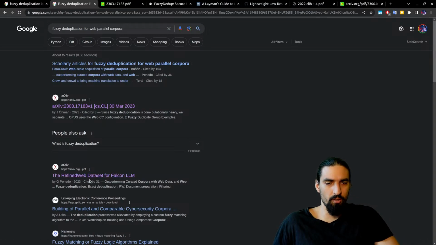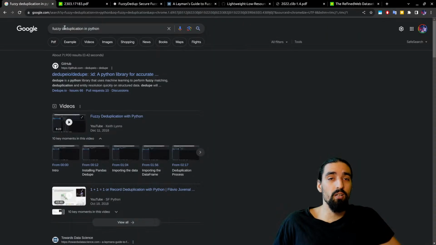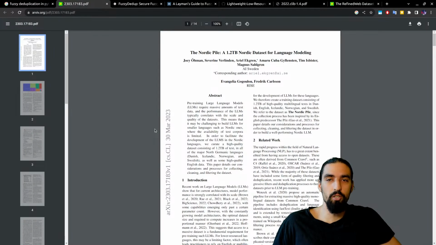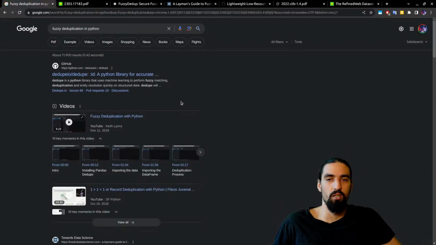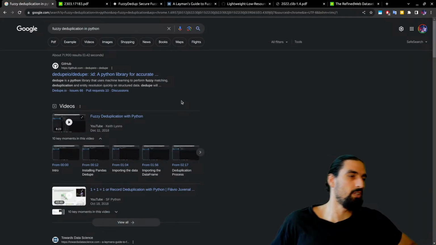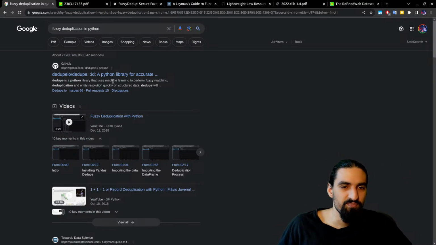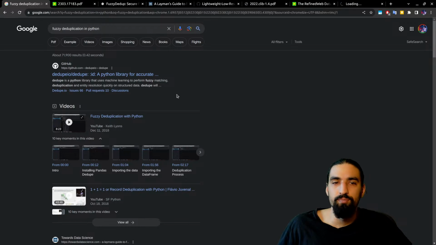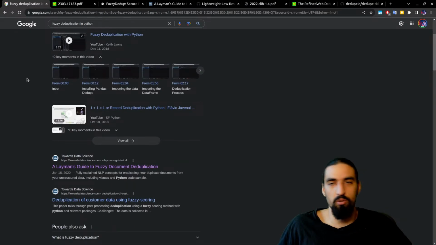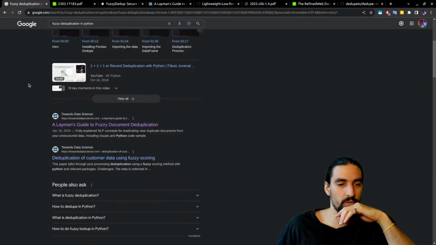This is from the Falcon paper. I think I've read this one. Let's see what else we can find here. Oh, Nordic Pile. Nice. I did. This is for the Swedish. I just recently saw this Swedish large language model, and they're using Nordic Pile to train their models.